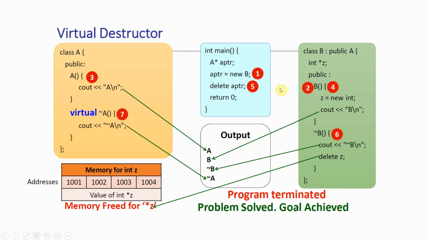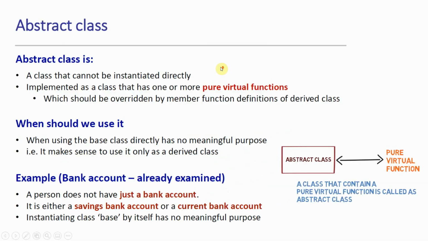Especially if you have dynamic memory, it's very important to pay attention to it, especially if you want to do things using a base class pointer. Now, we talked about polymorphism, early binding or static binding, and late binding or dynamic binding. We also talked about virtual functions and virtual destructors. Now we're going to talk about another concept called abstract class.